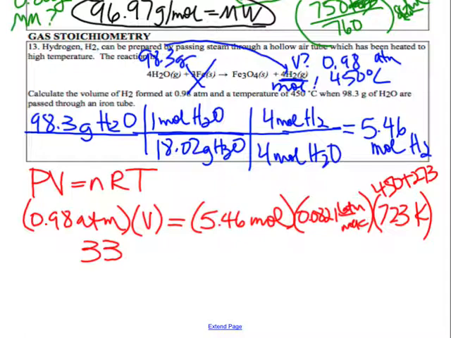1, 2, 3, 1, 2, 3. That's 1, 2, but we'll make it 3. Oh, let's just do 330 because there's 2 sig figs there as well. So 330 liters. That's a lot of liters.